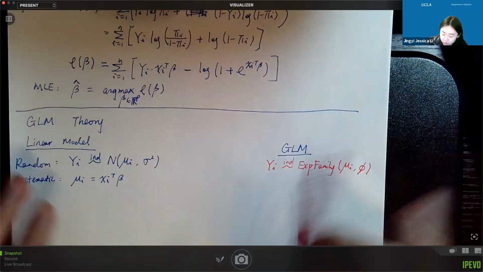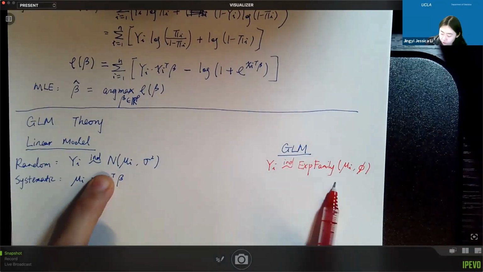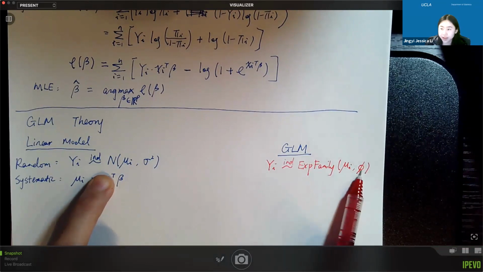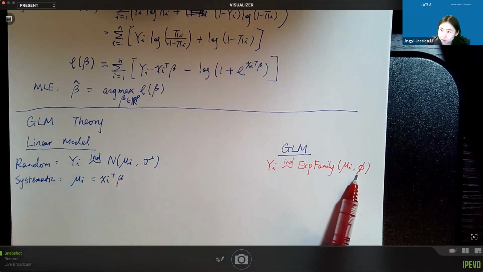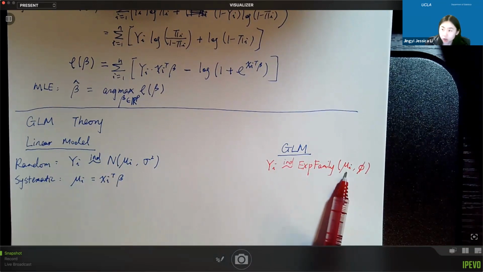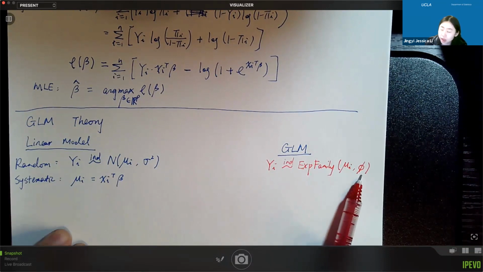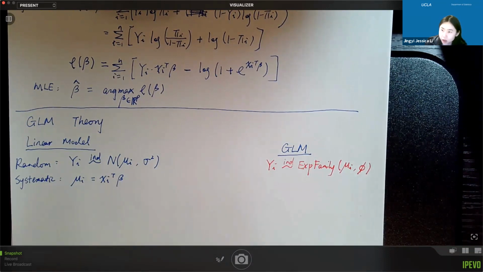So it's a generalization of the normal distribution. And you can see that this phi is not always needed. For example, in logistic regression, Bernoulli or binomial, both only need one parameter related to mu i, and we call that pi i, the success probability. And we don't need another parameter. Later we'll talk about Poisson regression. For the Poisson distribution, we also only need one parameter as the mean. So Bernoulli and Poisson are one parameter exponential families.